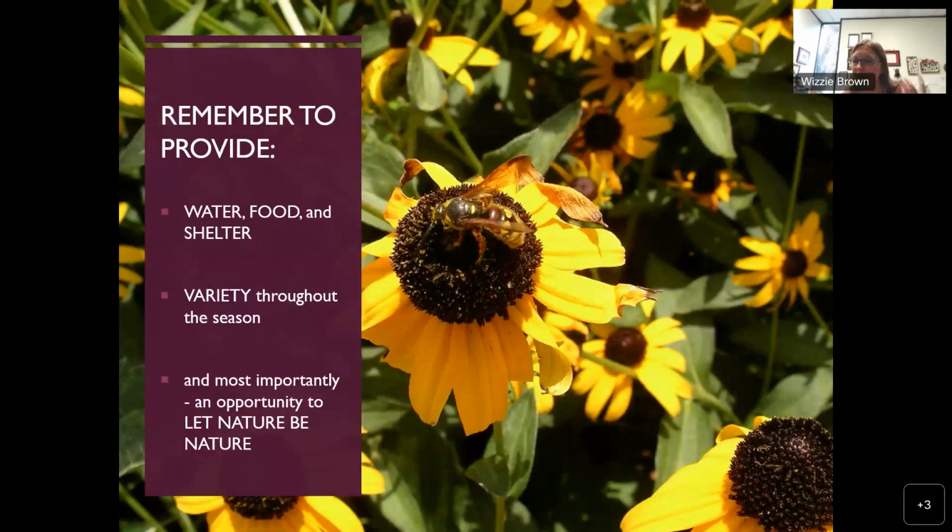So when we're thinking about providing stuff for insects, one, you need to think like a bug, but two, they're going to need food, water, and shelter. We need a variety of color, blooms, bloom times, heights, and different types of plants throughout the season. And the last one, let nature be nature. The less that you mess with stuff, the more diversity you tend to have. It's when we start fiddling with stuff that things start getting messed up, because nature knows how to balance itself, but when we fiddle with things, it might be problematic.